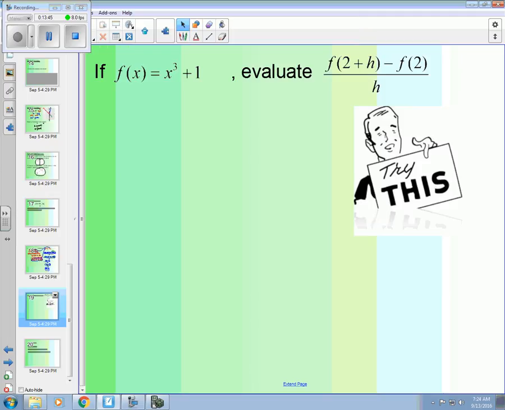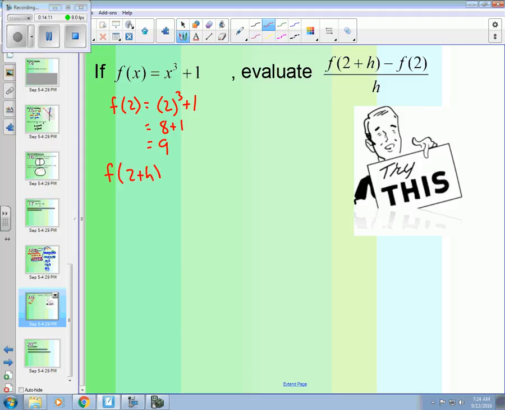First one, the two things we need to find here is f of 2. Okay, so what do you get? You put 2 in here. Well, if we put 2 in here, you would get 2 to the third is 8, plus 1 is 9. Okay, so that's one we had to find. The other one is what is f at 2 plus h. So if you put 2 plus h into this function, replace the x with 2 plus h, we get that.